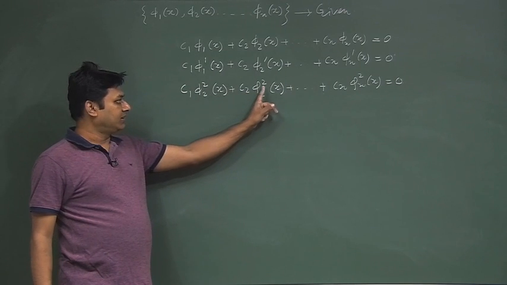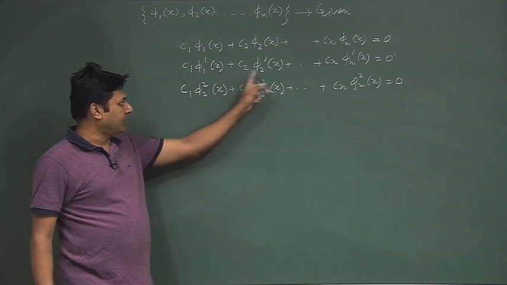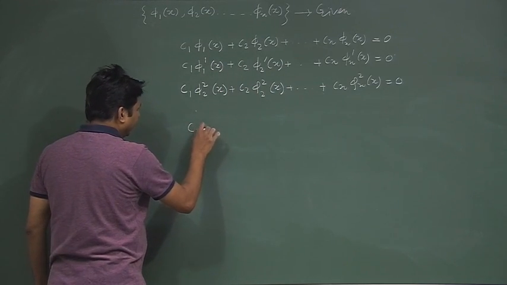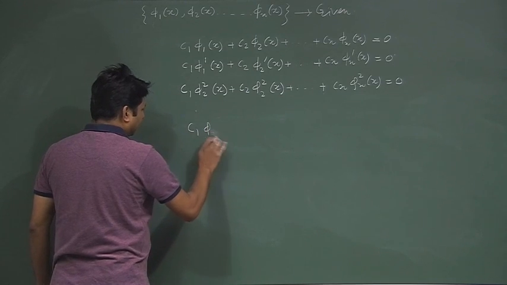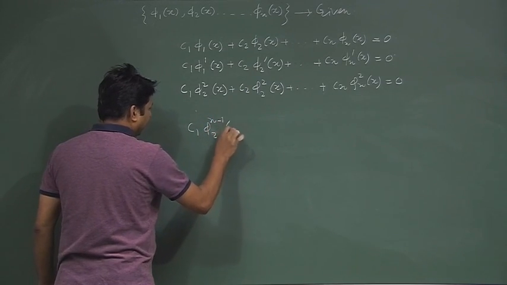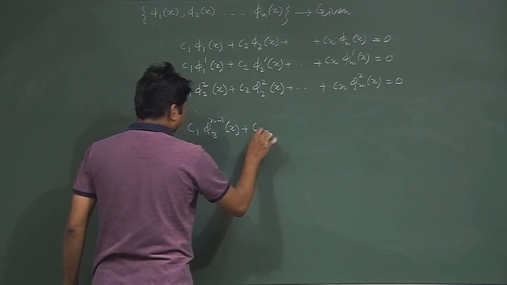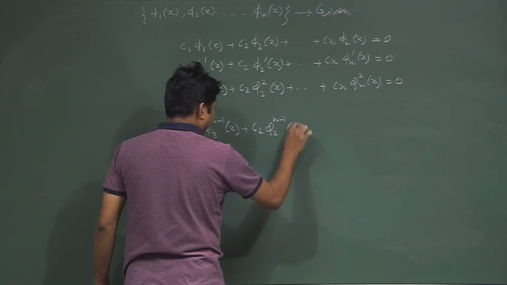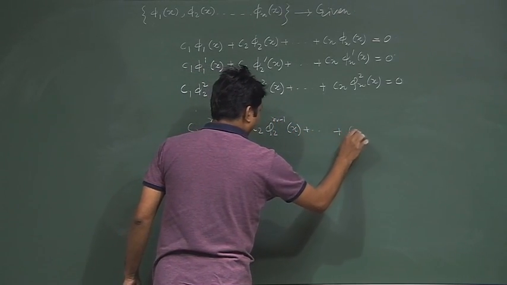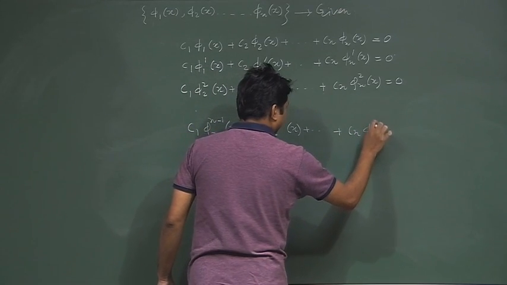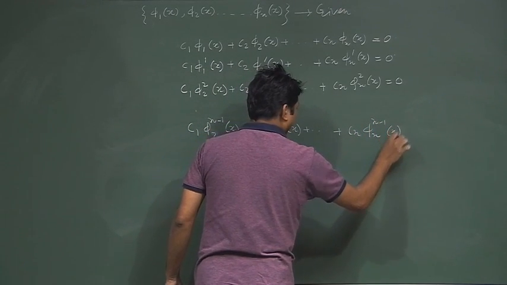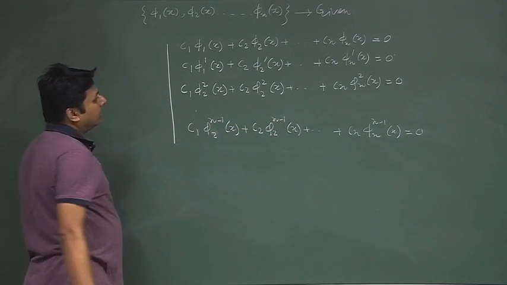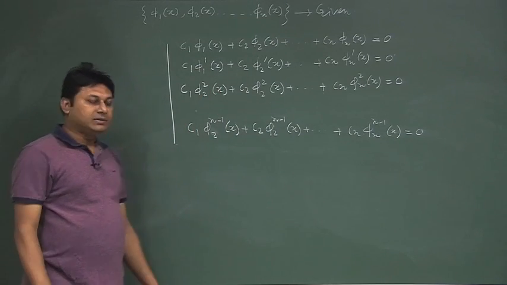This suggests that the order of derivative, this is the first derivative, this is the second derivative, and so on. If I do up to n minus 1, then I will end up with this equation. So, this is a set of equations, n number of equations in my hand.